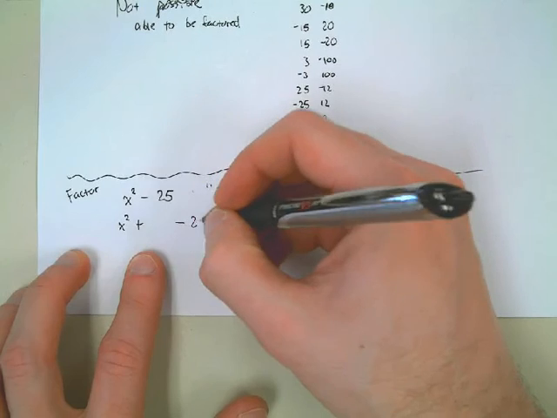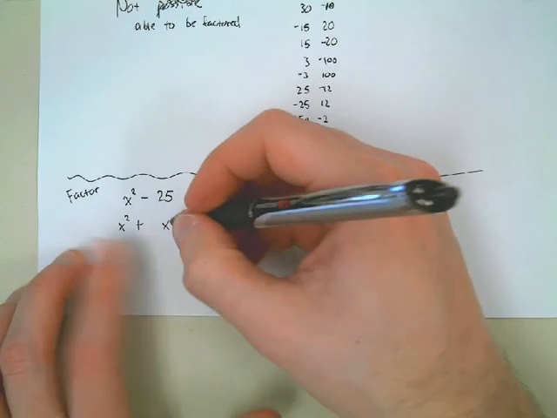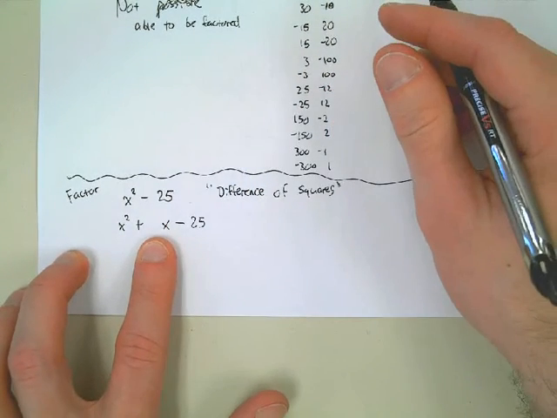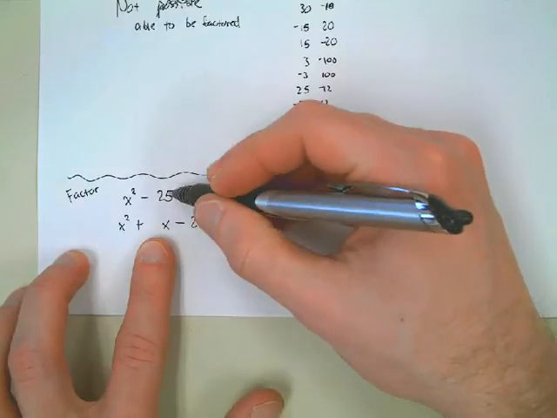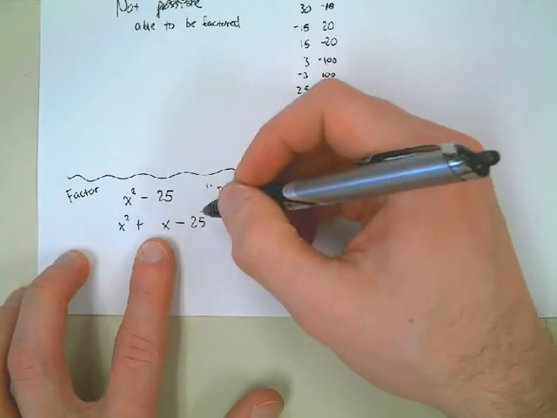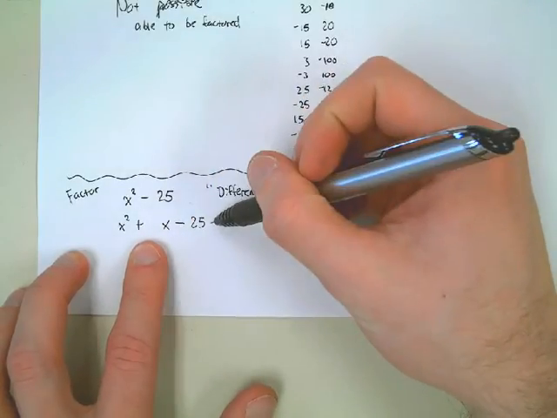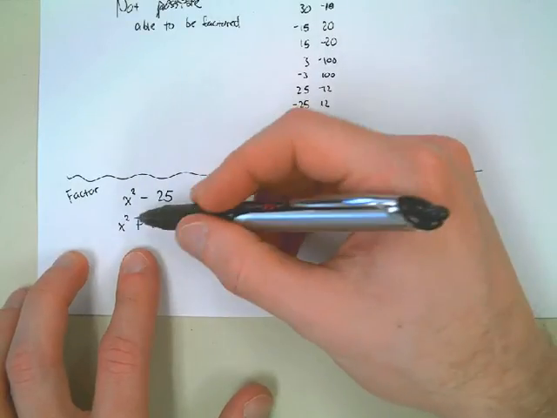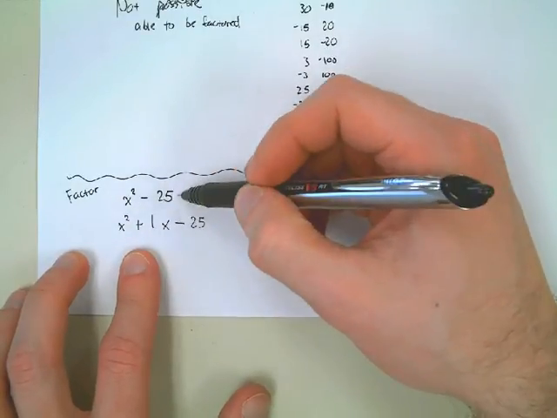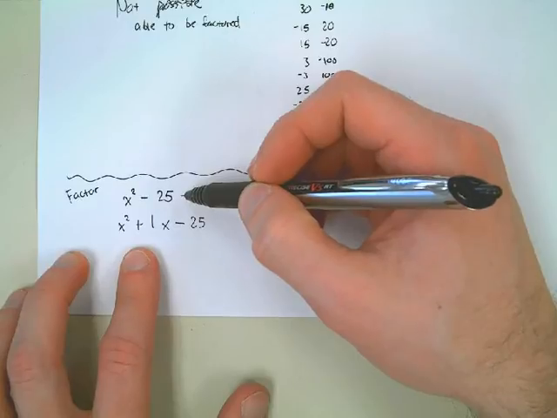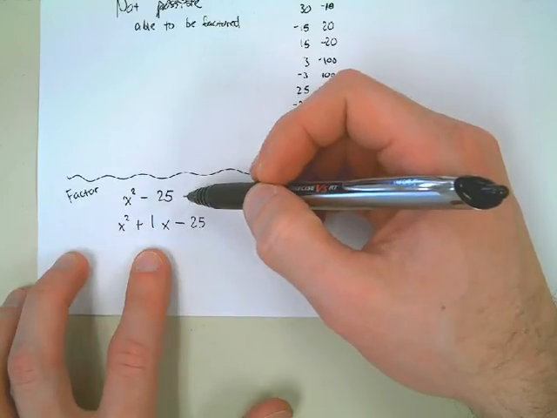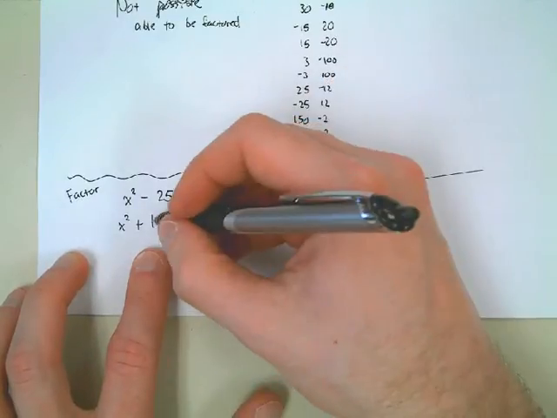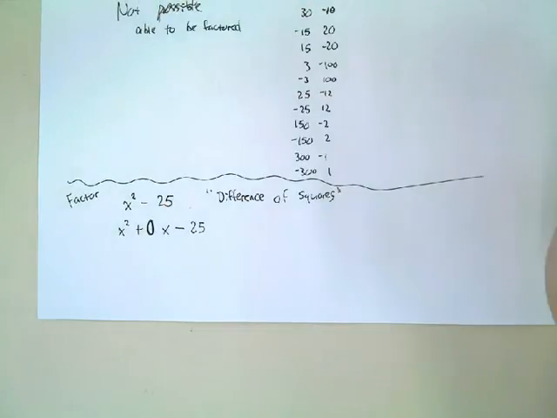What number can I put in front of the x here so that it's still equal to this? 1. So is x squared plus 1x minus 25 the same thing as x squared minus 25? No, it's not. We can't put a 1x there. What could we put? A 0. A 0, yes. Okay, we can add 0x. I could add 0x cubed if I wanted to. But we're going to use 0x.